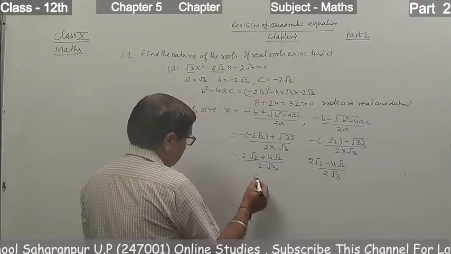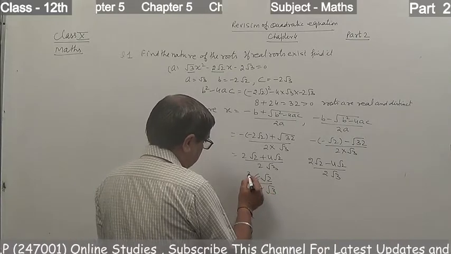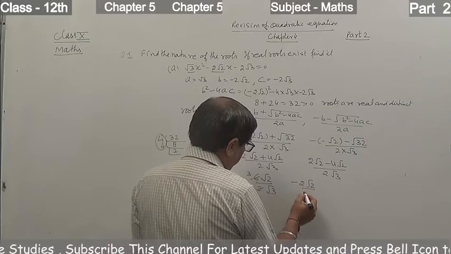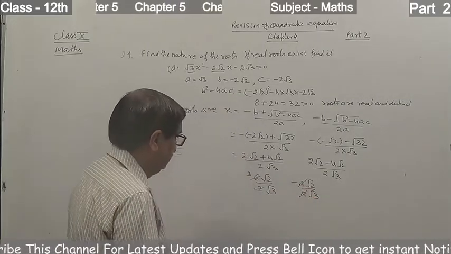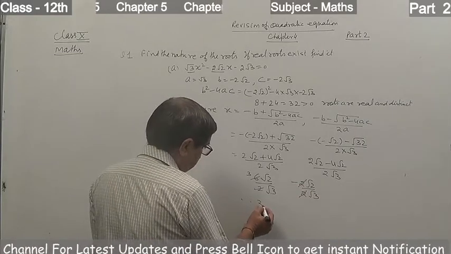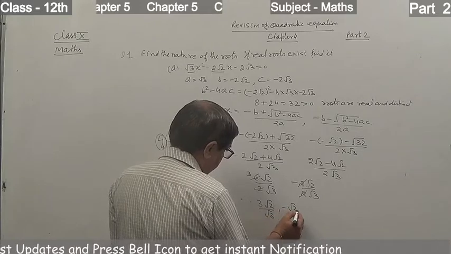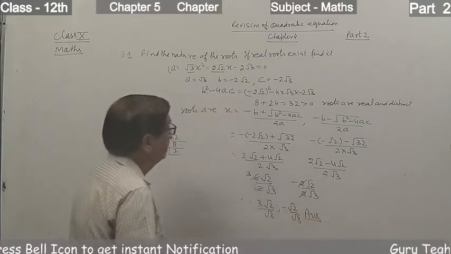So it is 6 root 2 upon 2 root 3, and it is minus 2 root 2 upon 2 root 3. This 2 cancels with this 2, so therefore 3 root 2 upon root 3 and minus root 2 upon root 3 are the roots.